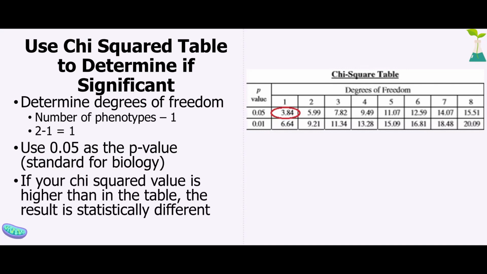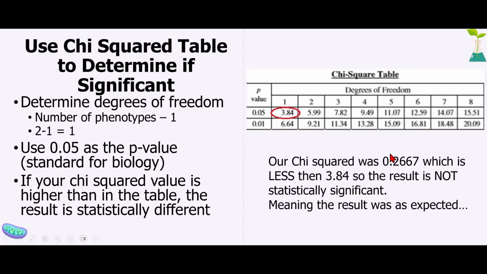And basically what you're going to do is determine the value that you calculated, is it higher or lower than this? If it is higher, then that means that what you observed in real life is statistically different from what we expected using the Punnett square. So for our chi-squared, it was 0.2667, which is actually less than 3.84. So our result is not statistically significant, meaning that what we got of 14 black fur and 6 brown fur puppies is essentially the same as, or is what we expect from, a Punnett square.